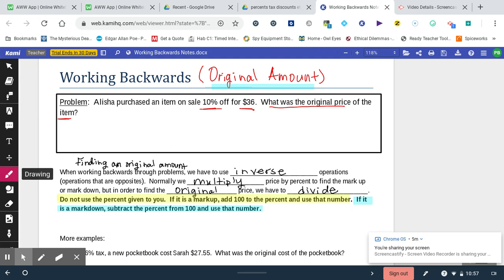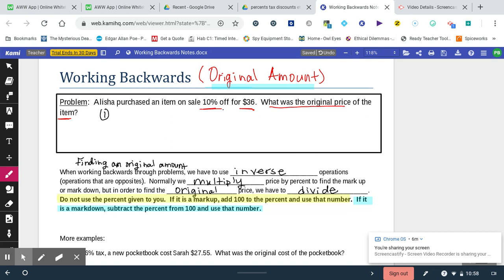All right, so it says Alicia again purchased an item on sale for 10% off for $36. So obviously she paid the 10% off and got it for $36. All right, so what we want to do first of all is determine whether I add 100 or whether I subtract 100. Okay, so let's subtract from 100.